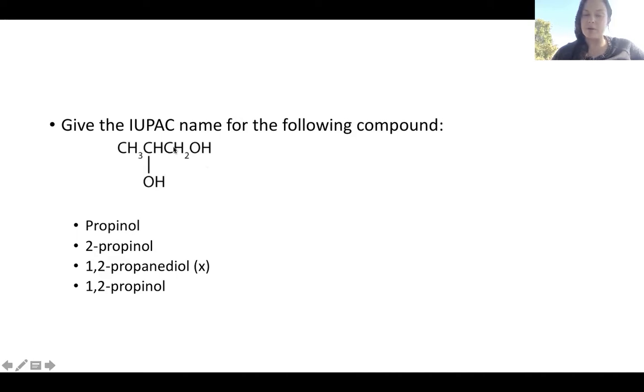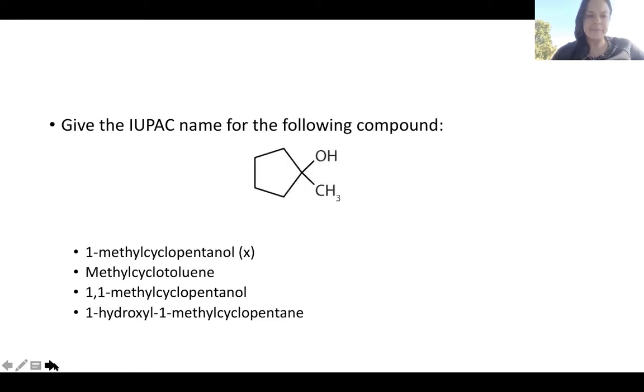Again, we're numbering the carbons from right to left. We always want to give our functional groups the lowest numbers possible. So this is 1,2-propane, and then diol. This di here tells us that there are 2 of them. Okay, so that is how we would name that compound. Do you guys have questions on this one?